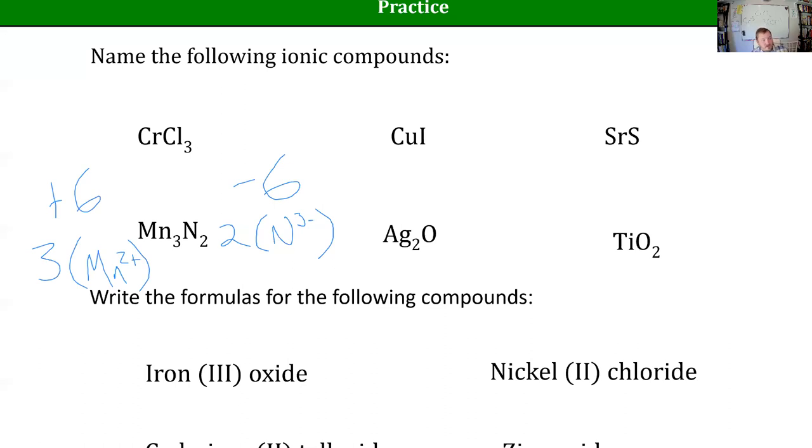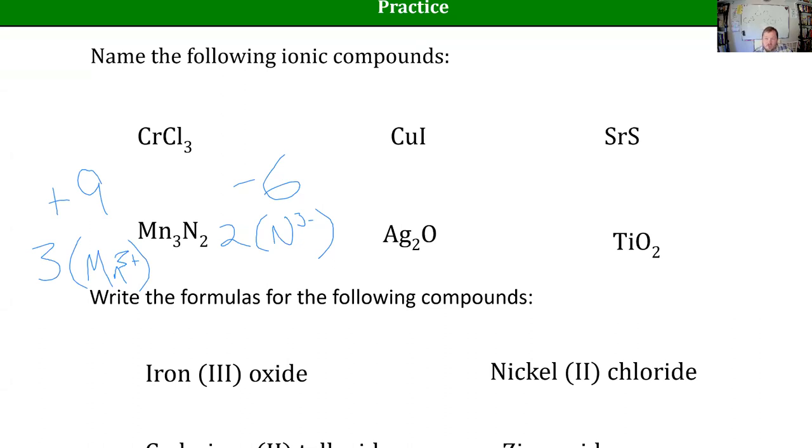Right, so it's generally going to be a matter of just making sure that our charges cancel out. If we got the wrong charge on our manganese, then the charges won't add up to zero. For instance, if we wrote that manganese was 3+ instead of 2+, well, if there's three of them and they're each 3+, that would be a total of plus 9, right? Plus 9 from the manganese and minus 6 from the nitrides is not going to add up to zero, right?